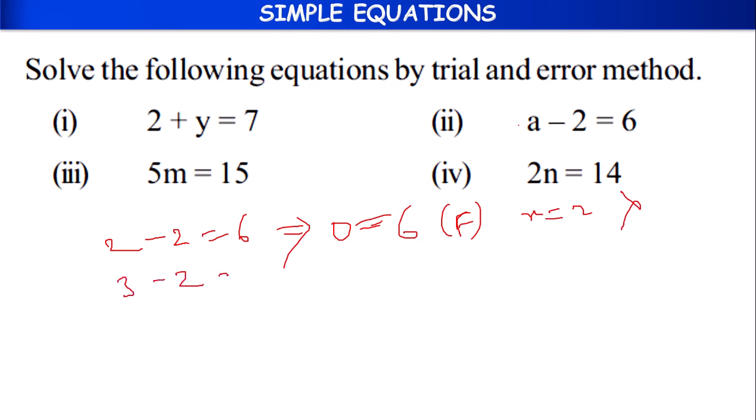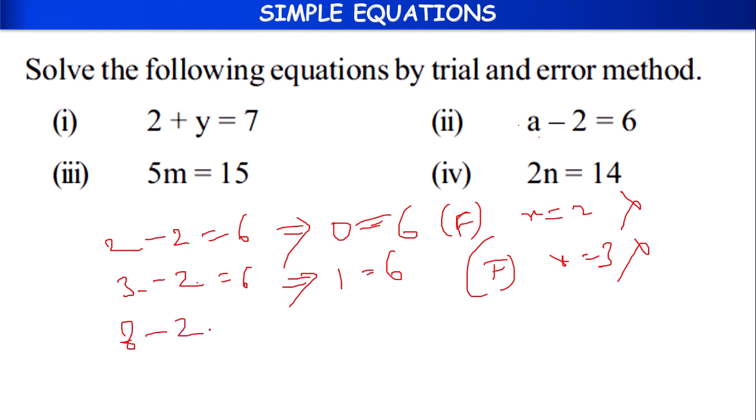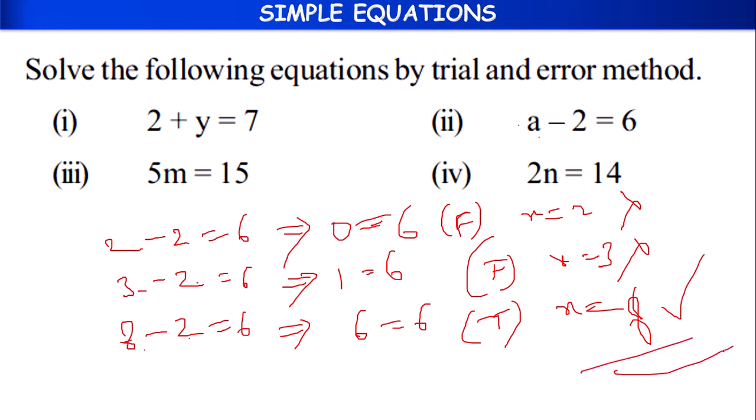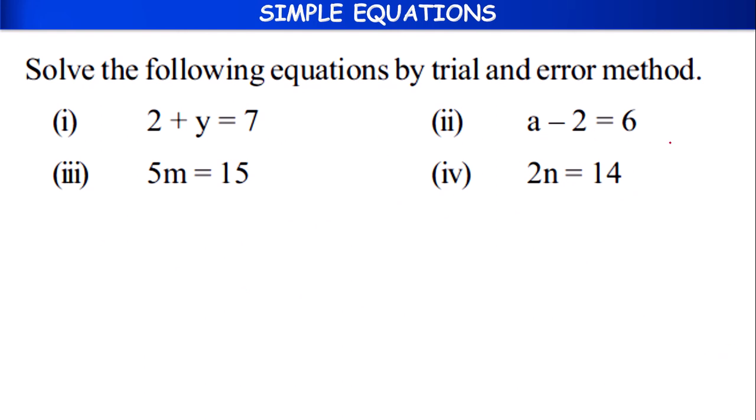Let's substitute 3. 3 minus 2 equal to 6 implies 3 minus 2 how much? 1 equal to 6, which is false. So, a equal to 3 is not the solution. In the same way, let's substitute 8. 8 minus 2 equal to 6 implies 8 minus 2 how much? 6. 6 equal to 6, which is true. So, a equal to 8 is the solution. So, for the second question, what is the solution? a equal to 8.